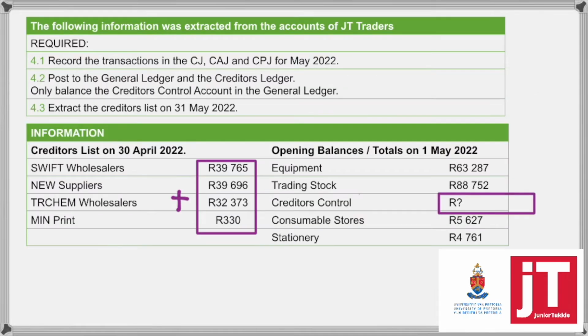Today we're going to look at Activity 4, posting to the journals, the ledger, and the creditors list. The activity asks us to post to the creditors journal, the creditors allowance journal, the cash payments journal, and then post to the general ledger and the creditors ledger.